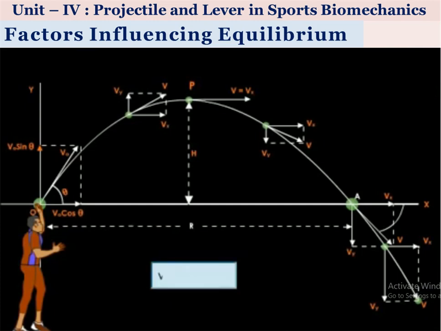From the equation Vy is equal to V0 sin theta minus gt, it is clear that Vy decreases when t increases and becomes 0 at P. At this point, the velocity is only along the horizontal direction. With further increase in time, the vertical component of velocity gradually increases in the downward direction till the particle strikes the ground.